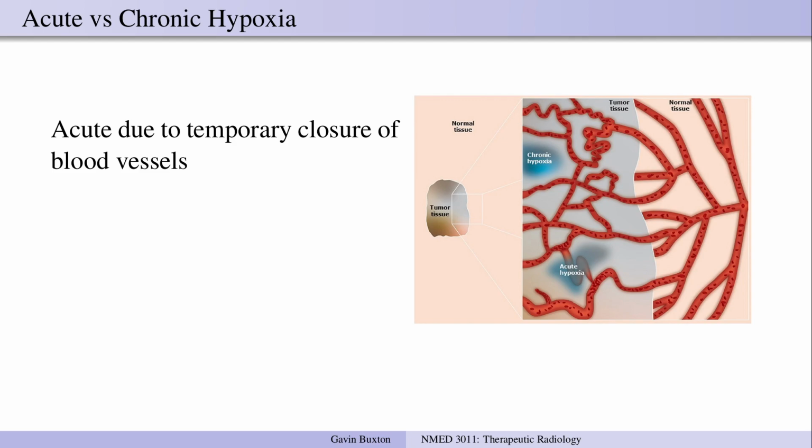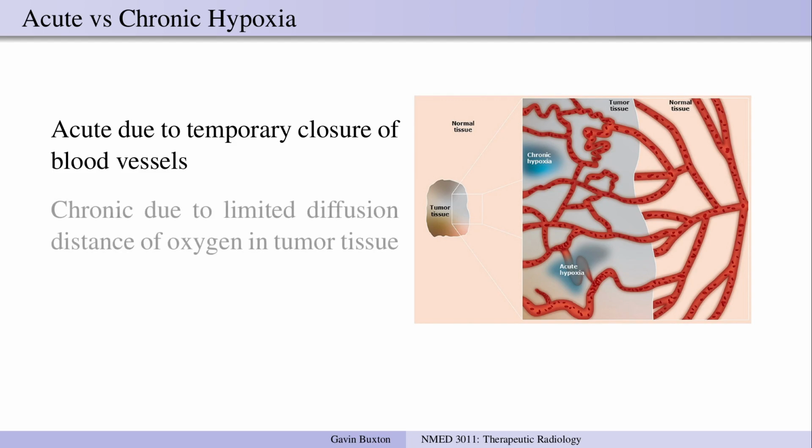Now, there are both acute and chronic hypoxic cells in the tumour. Acute hypoxia occurs when the tumour squeezes the blood vessels and cuts off the blood supply. Then, when the tumour shrinks, they open back up again. Chronic hypoxia is due to the diffusion of oxygen through tissue. If the distance from the blood vessel to the cancer cell is too large, then the oxygen can't reach them and they can remain hypoxic for a very long time after treatment.